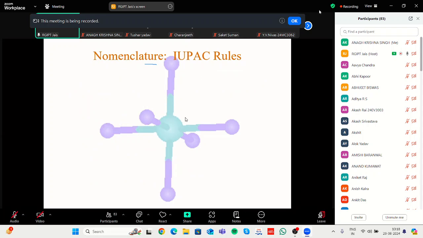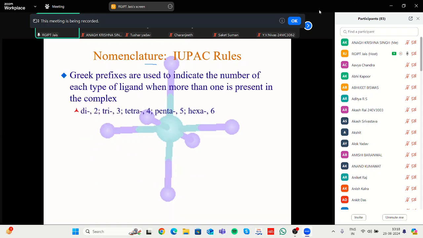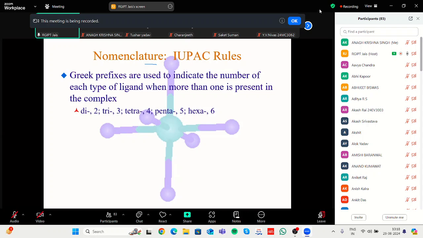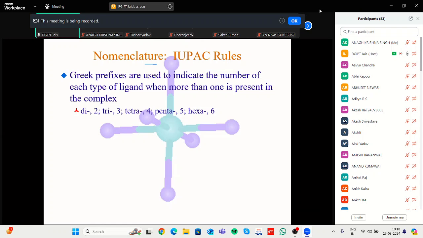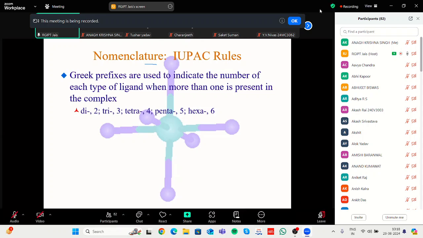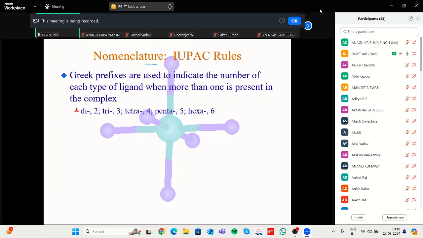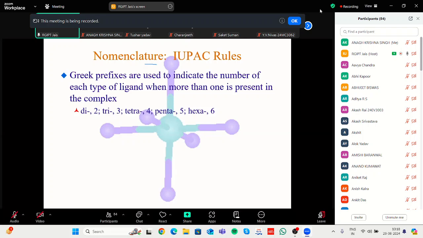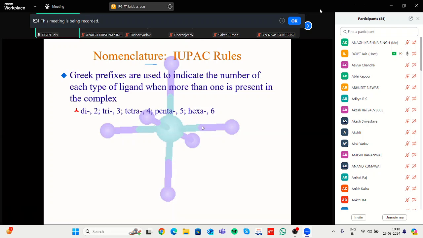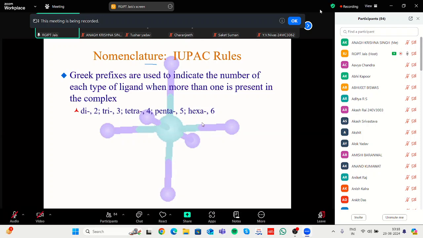And the IUPAC nomenclature of a complex depends on whether it exists in mono, di, tri, tetra, penta or hexa form, with how many ligands are attached to the central metal atom. If two ligands are attached, it is di. If three ligands are attached, tri. Four is tetra. Five is penta, and six ligands attached is known as hexa according to IUPAC nomenclature.